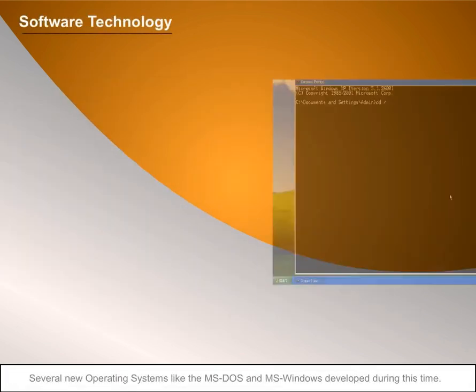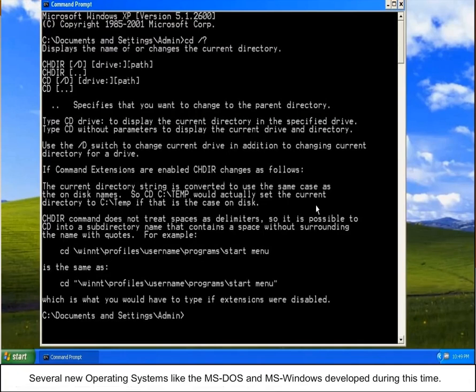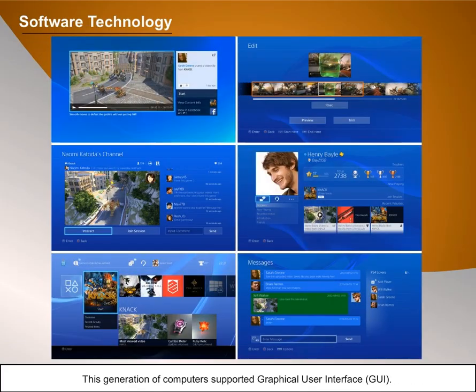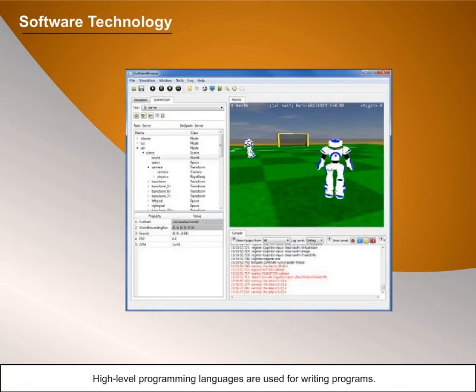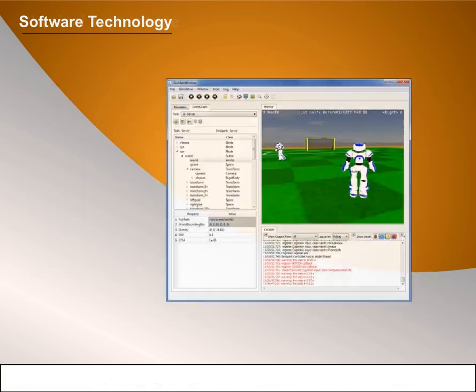Software technology. Several new operating systems like MS-DOS and MS Windows were developed during this time. This generation of computers supported graphical user interface, that is GUI. The GUI is a user-friendly interface that allows users to interact with a computer via menus and icons. High-level programming languages are used for writing programs.